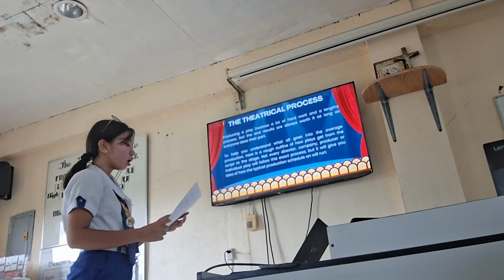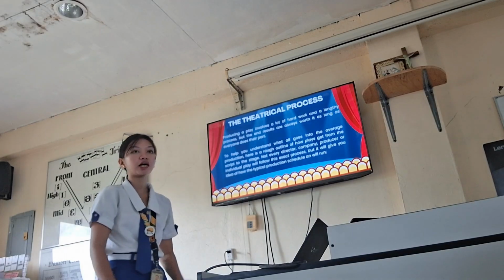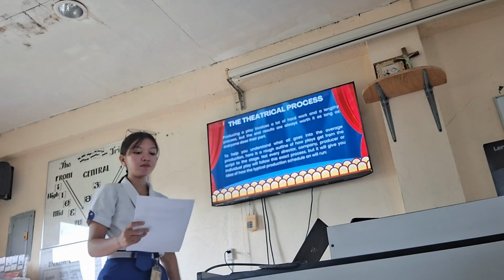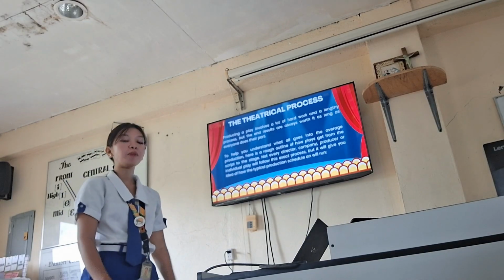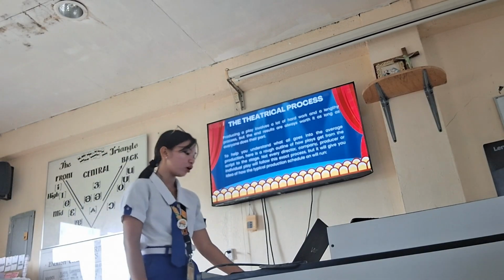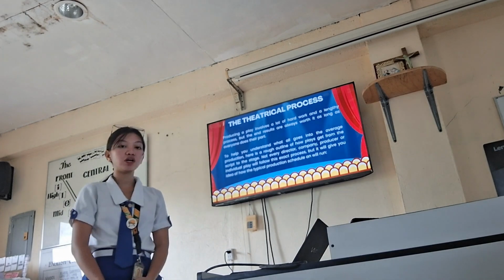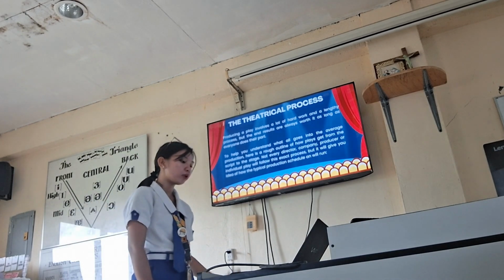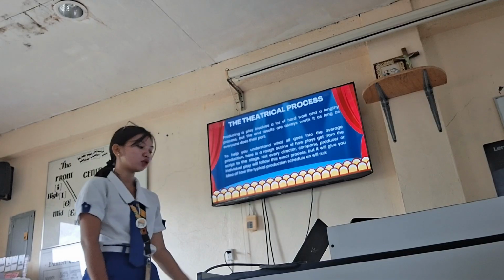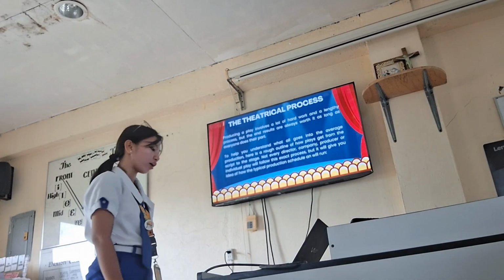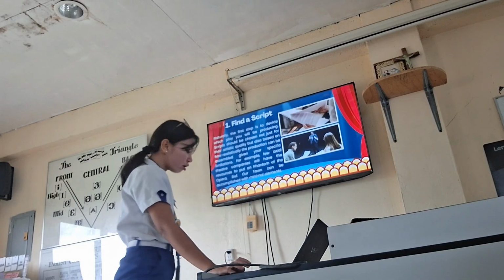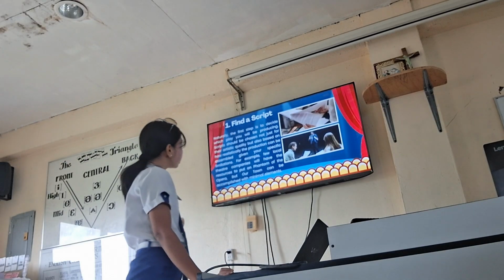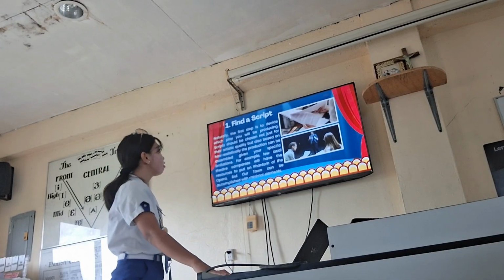So, the theatrical process of producing a play is a creative journey that relies on collaboration, planning, and dedication, from selecting a script to the final bow on opening night. Each stage contributes to bringing a story to life on stage. So there are five steps. The first step is to find a script.